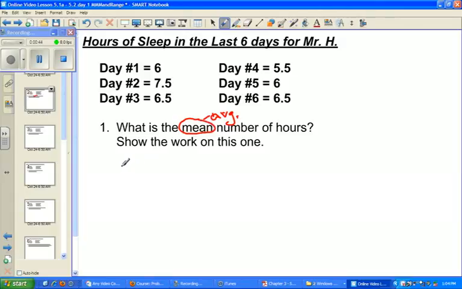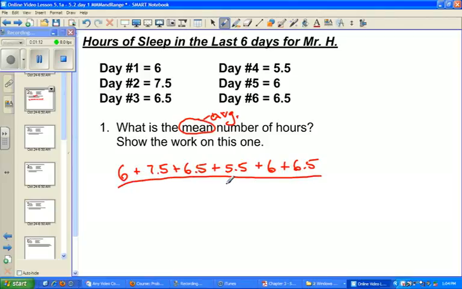I'm going to show my work on this one just because this is the first time we've done it in this class. So 6 plus the next night was 7.5. The next night was 6.5. The next night was 5.5. The next night was 6, and the last night was 6.5. Those are all of my numbers added together, and when you find the average, or the mean, you add them all up and divide by how many there are. There are 6 numbers there, so we add them all and divide by how many there are.